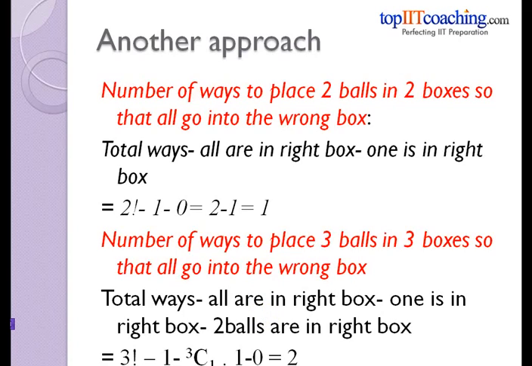Now the case where 1 is in the right box, that is 1 ball is in the right box and 2 balls are in the wrong boxes. So we first choose 1 ball which is in the right box. This could be done in 3C1 ways, and we have seen that the arrangement of 2 balls in 2 boxes where all of them go into the wrong one is equal to 1 here. So we multiply it with 1 minus the case 2 balls are in the right box. This is the same as all are in the right box. So when we solve this, we get the total number of ways to place 3 balls in 3 boxes so that all of them go in the wrong box is equal to 2.